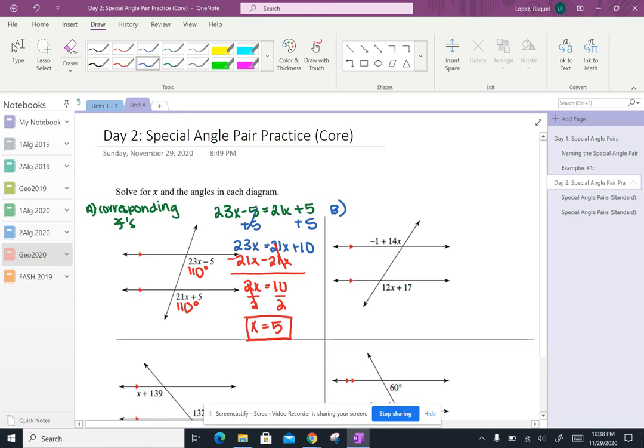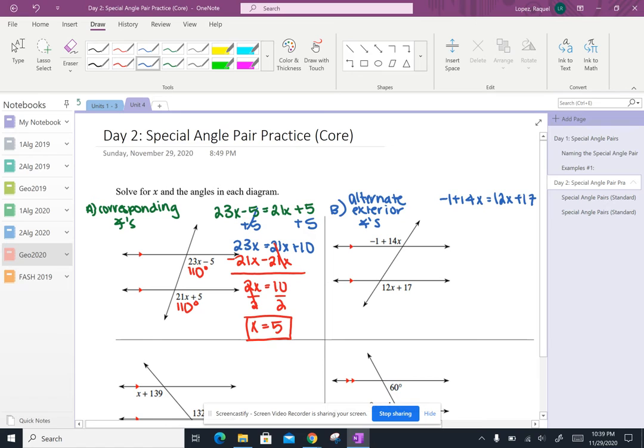So when I'm looking at the angles that they give me, I see that they're both on the exterior region and they're on either side of the transversal. So that means that these are alternate exterior angles. And we know that alternate exterior angles are also congruent to each other. So the equation I want to set up is -1 plus 14x equals 12x plus 17.